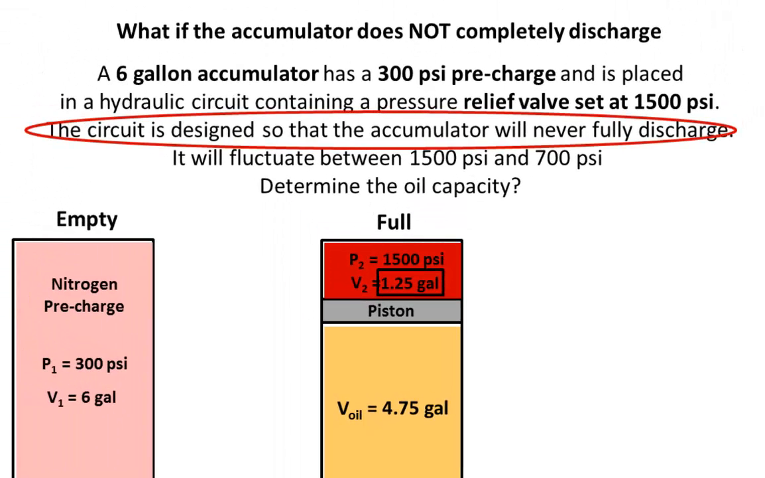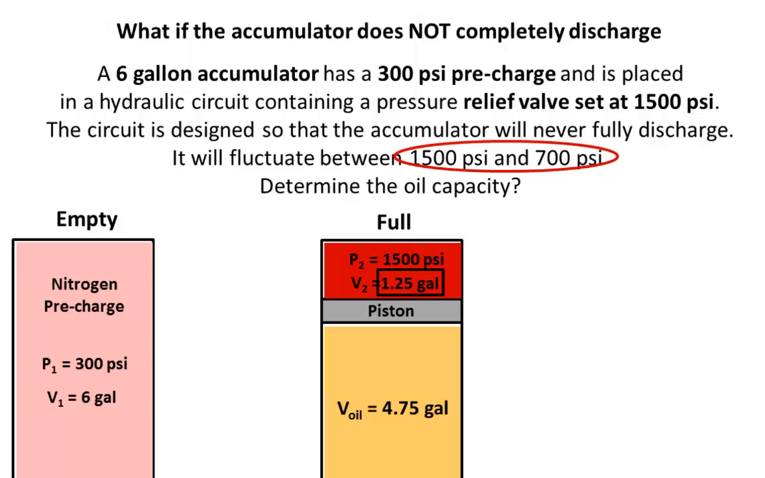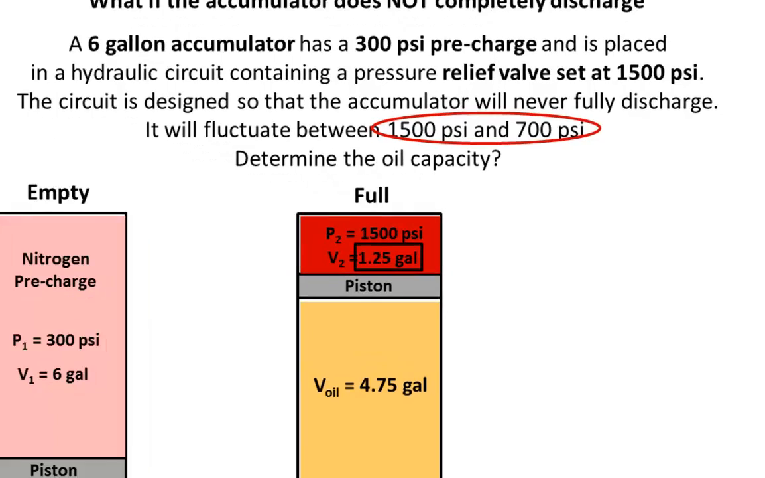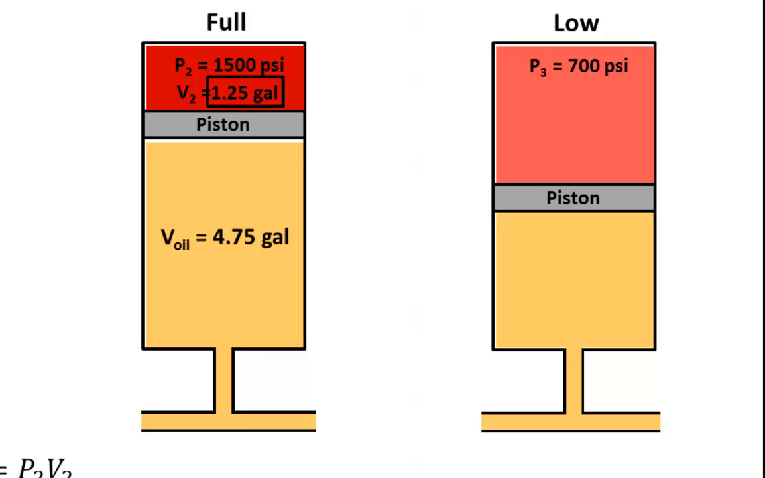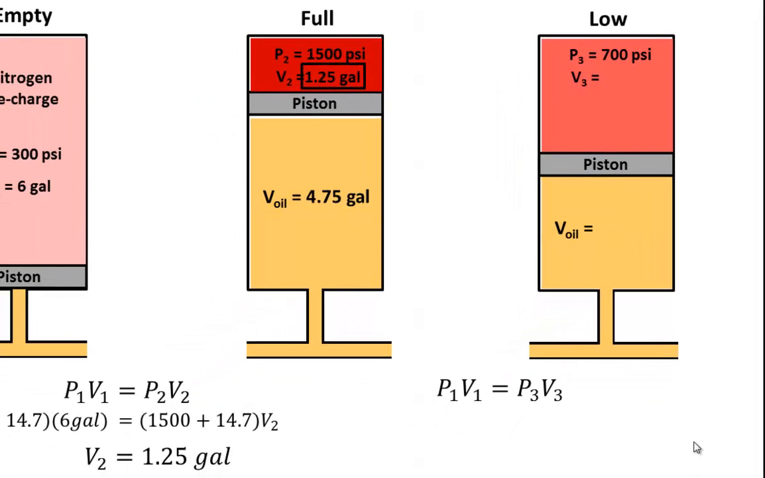But notice in the problem statement it says that the circuit is designed so that the accumulator will never fully discharge, and that it will fluctuate between 1500 psi and 700 psi. So when the accumulator has discharged such that the pressure in the nitrogen is 700 psi, we're going to consider that no longer usable. So we're going to want to find the volume of oil that's still in the accumulator here that's really no longer usable because the pressure is so low. But we can't calculate that directly. We're going to have to find the volume of the compressed nitrogen using the ideal gas law.